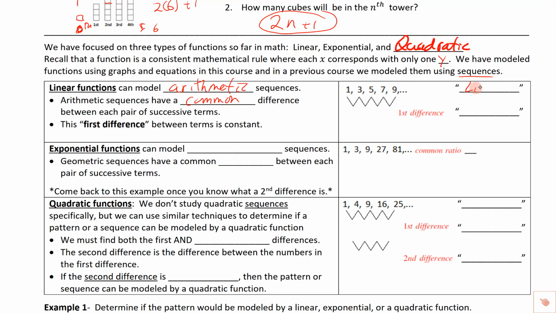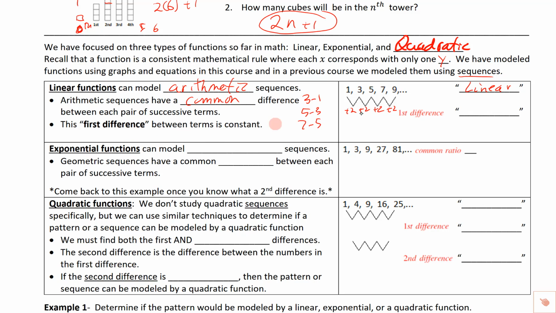This is a linear operation, because in between each one of these, what we're doing is we're adding 2, and we're adding 2, and we're adding 2, and we're adding 2. This is a common difference. Again, the reason we call it a common difference is that to find this first difference, which is what we call that, we do 3 minus 1, that gives us a 2, and then 5 minus 3, that gives us that 2, 7 minus 5, that gives us that 2, and so forth. Okay, so that's a first difference.